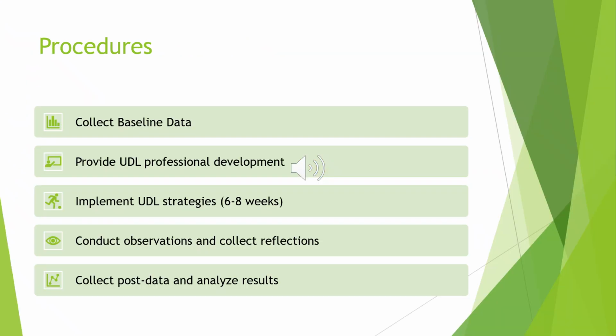So the procedures are going to start with collecting baseline data. We're going to take the grades, the math scores, and the reading scores of the students. And then the pre-surveys will also be our baseline data. And then we will provide the Universal Design for Learning professional development to the general education teachers. And then over 6 to 8 weeks, we will ask the teachers to implement the strategies that they were taught during the professional development. And through that time, we will also conduct observations and then collect reflections from the teachers as well, and also collect those reading and math scores of the students.